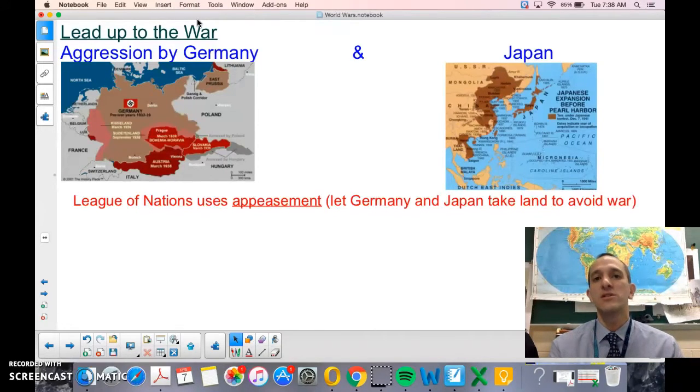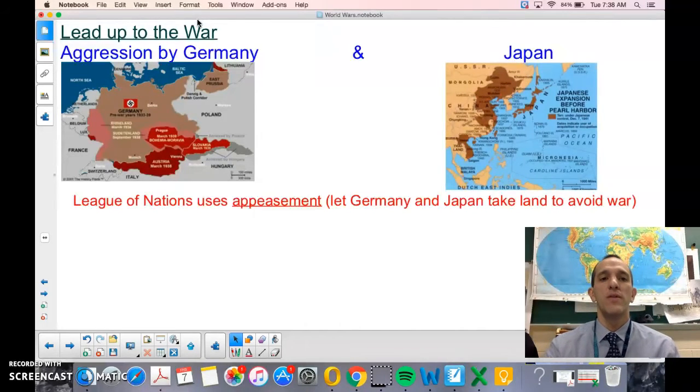And what the League of Nations is going to do, and pretty much everything I tell you on this slide, is that they do nothing. They are a weak organization. Their main focus is to promote peace. So what they generally do is let people take over countries so they don't have to go to war. And by the League of Nations, I mean all the countries, specifically Britain and France.